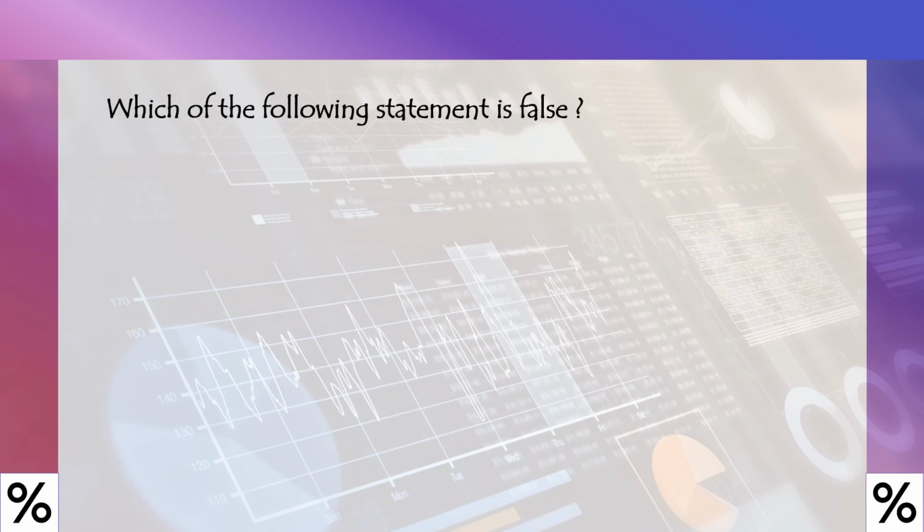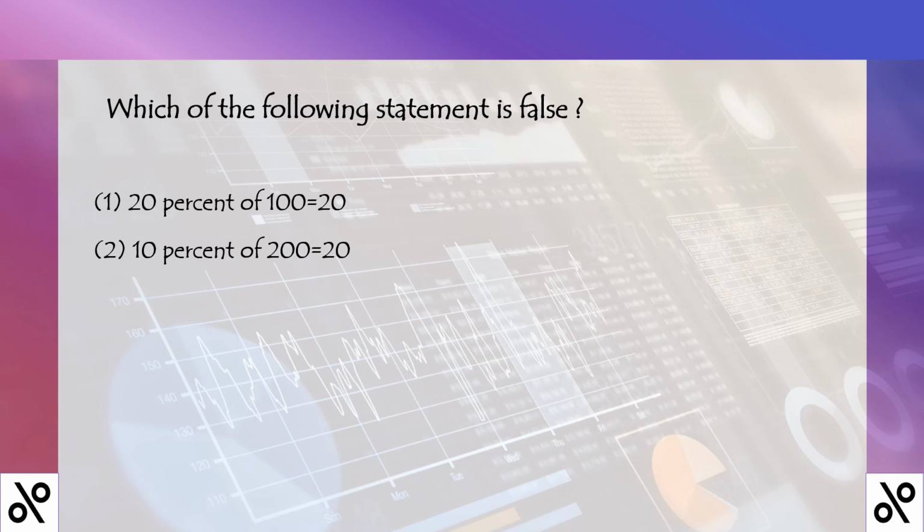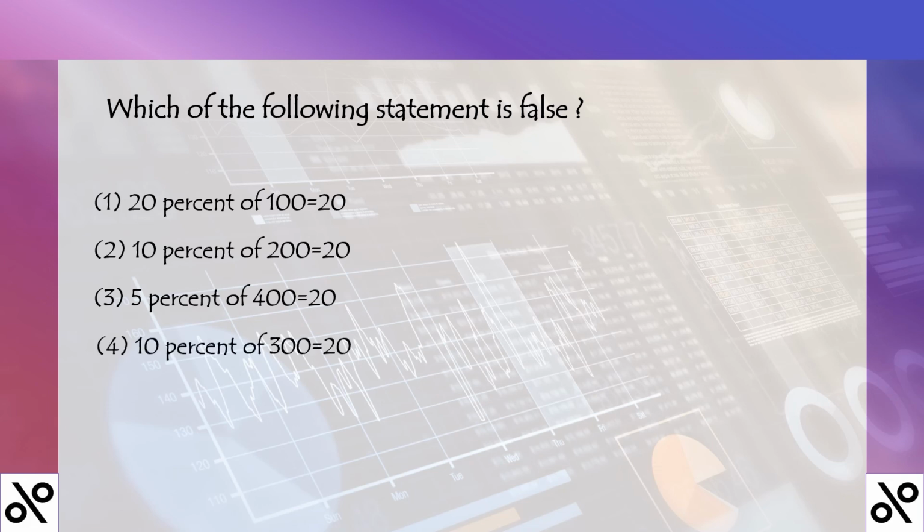Which of the following statement is false? 20% of 100 is equal to 20. 10% of 200 is equal to 20. 5% of 400 is equal to 20, or 10% of 300 is equal to 20. Now you have to see the correct alternative and check whether it is true or false, which of the statements. So you have to write down which of the following statement is false, either 1, 2, 3 or 4. Write down the correct answer in the comment section below.